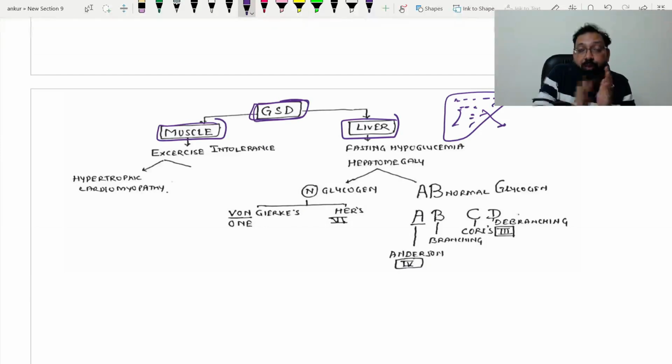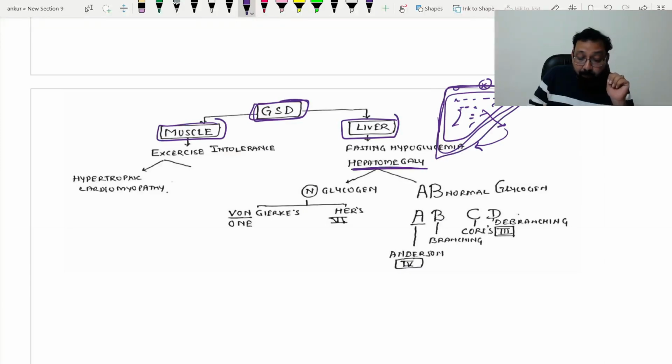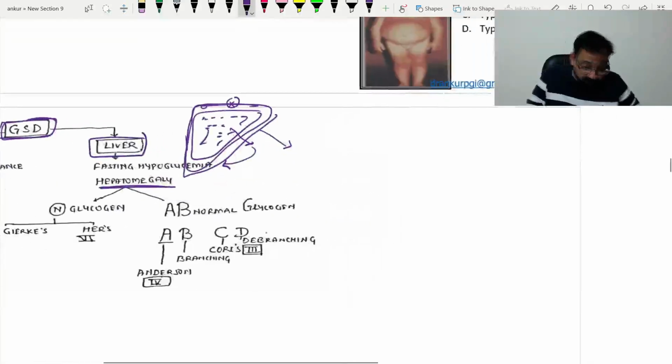I told you that up to 16 to 18 hours blood glucose is maintained by liver glycogen. But if liver glycogen is not metabolized properly, blood glucose will not be maintained. There would be fasting hypoglycemia: in between meals, the patient will present with fasting hypoglycemia. This glycogen will accumulate and the liver will enlarge, hepatomegaly. Whenever hepatomegaly is there, many times we do a biopsy, and we find liver glycogen accumulation. We will check the shape and structure of the glycogen.